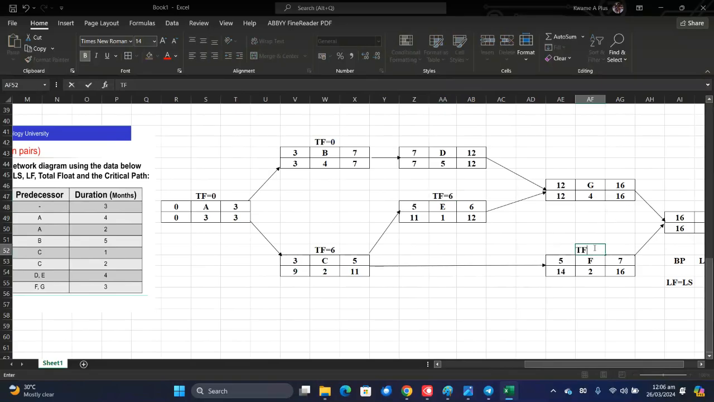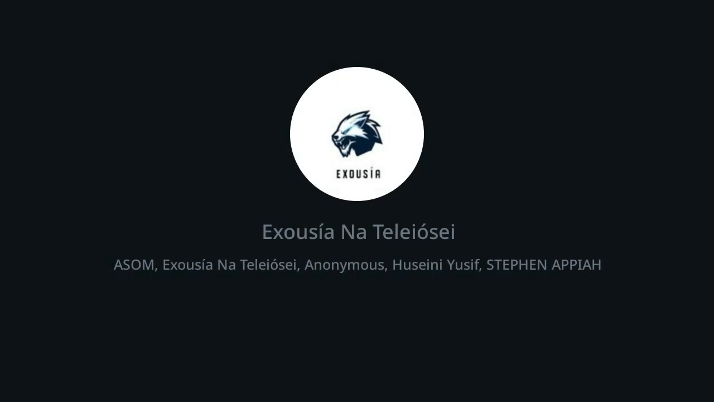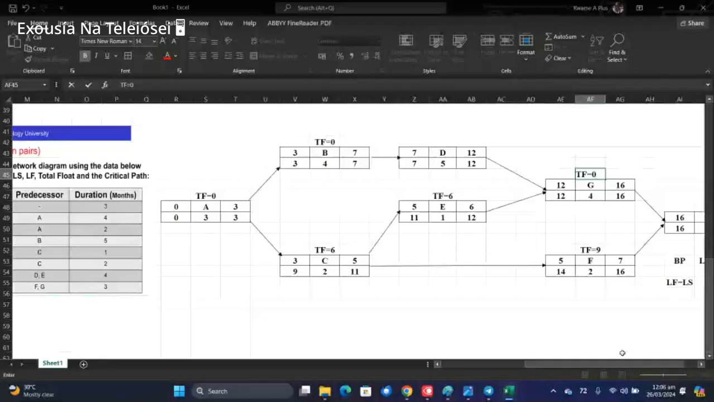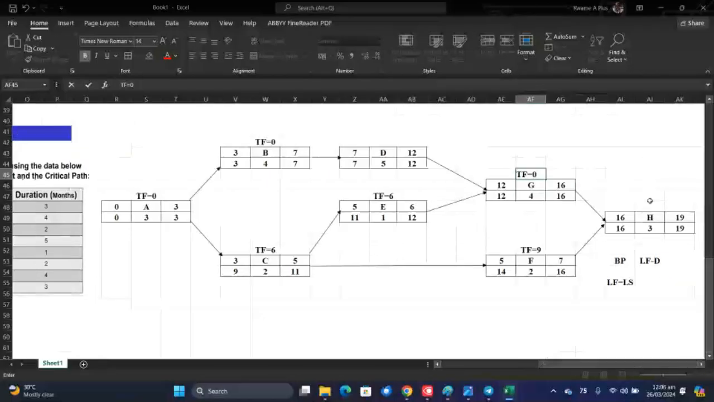The total float here, I think, is 9. Yes, 9, if I'm right. And then here, total float is going to be 0, you can see. And then here, total float is going to be 0. Please, I hope we are clear.